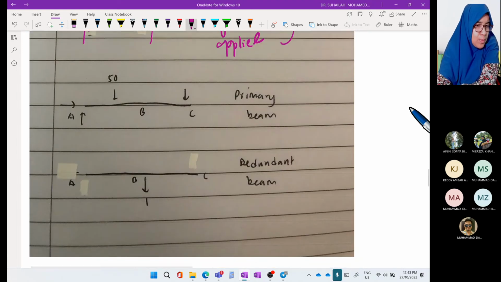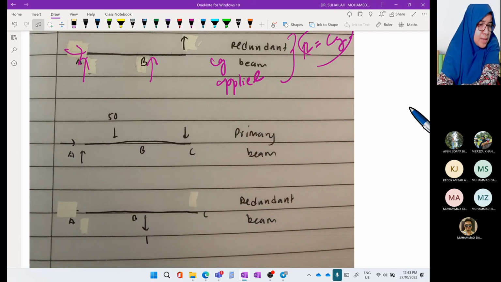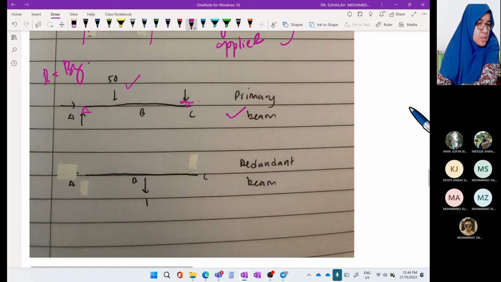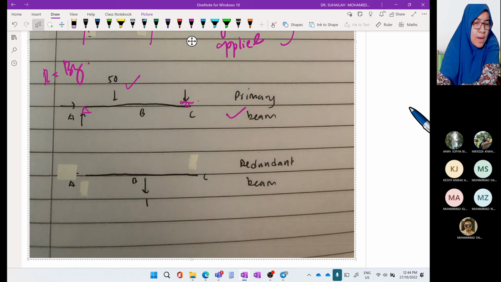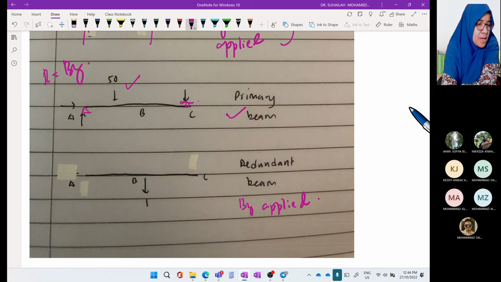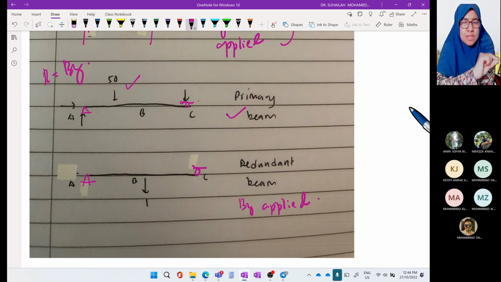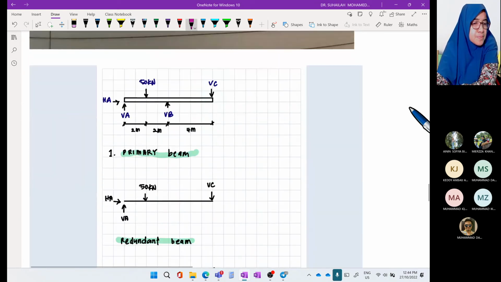Okay. Then this one now. This one's redundant is for redundant BY. Redundant BY removed. This one has pin and pin here. Here a pin, here a roller. Okay, the external loading remains. So this one is correct. So this is redundant BY applied. Redundant BY applied, so the beam must have the same support. The primary beam and the redundant beam must have the same support. Okay. This one.